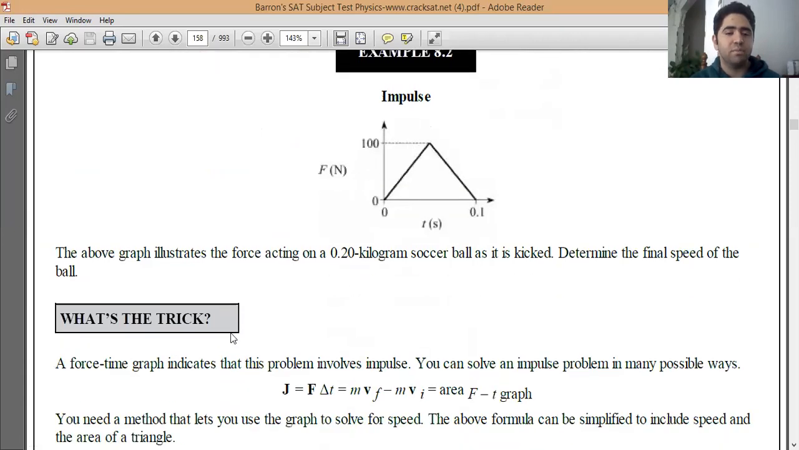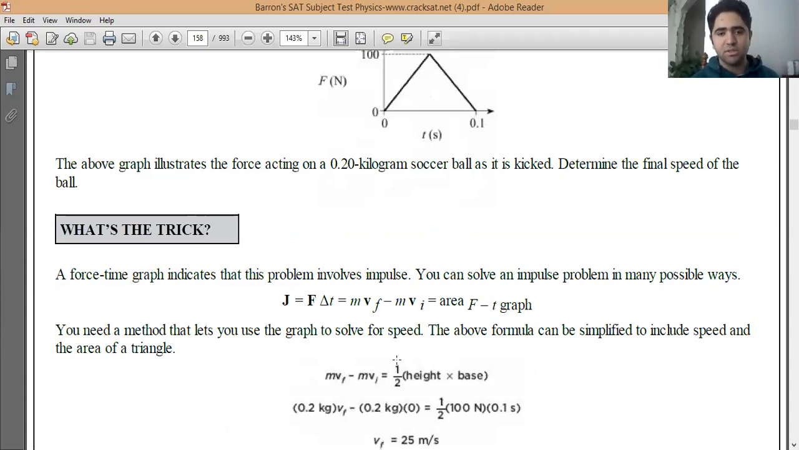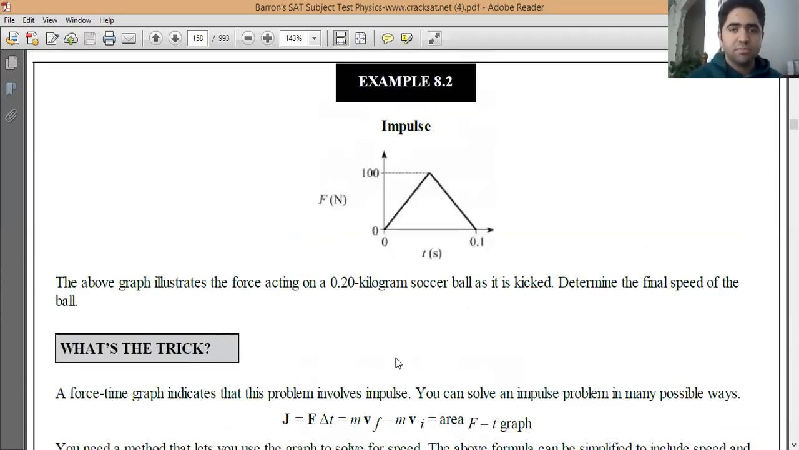Okay, so here we have a pretty interesting problem. The above graph illustrates the force acting on a 0.2 kilogram soccer ball as it is kicked. Determine the final speed of the ball. Well, we need to find the acceleration to get the final speed. So what will we do? Let's see what technique is being used here. The technique I'm going to use is different, and it's more intuitive. I like my techniques more than anyone else's. So I'm going to find the area.